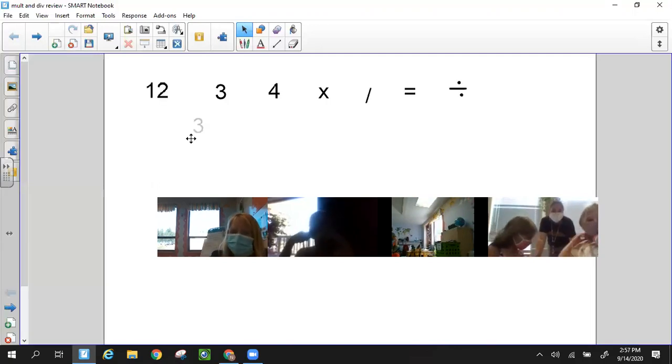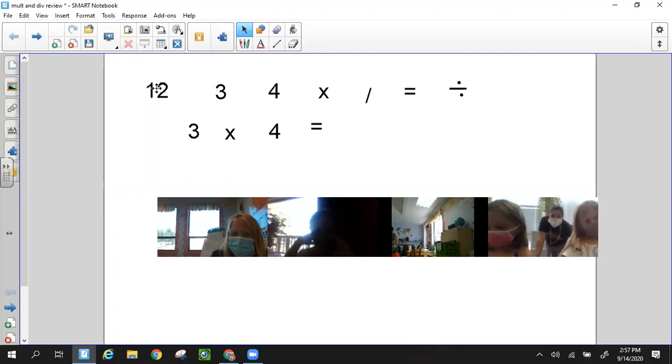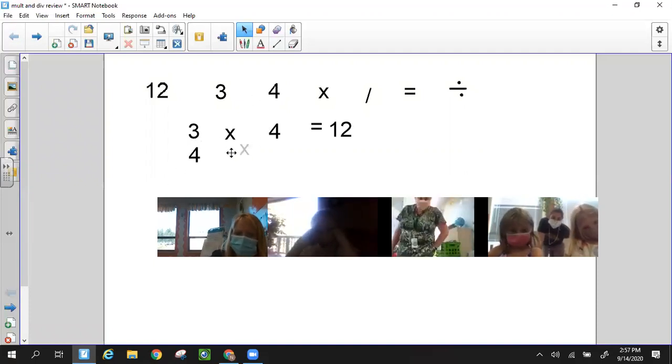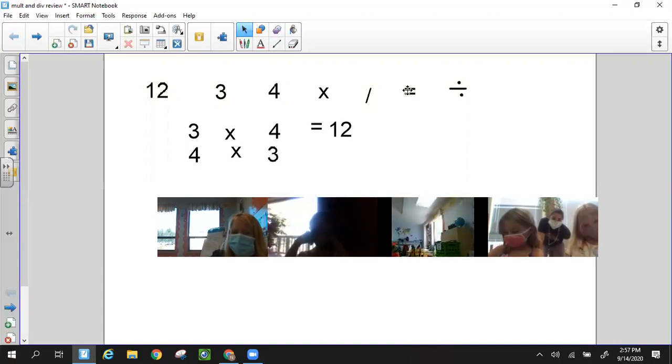If I take 3 and I multiply it by 4, what am I going to get? 12, right? Can I also say 4 times 3 is going to equal 12? Again, that's called the commutative property. Say it with me, commutative property.